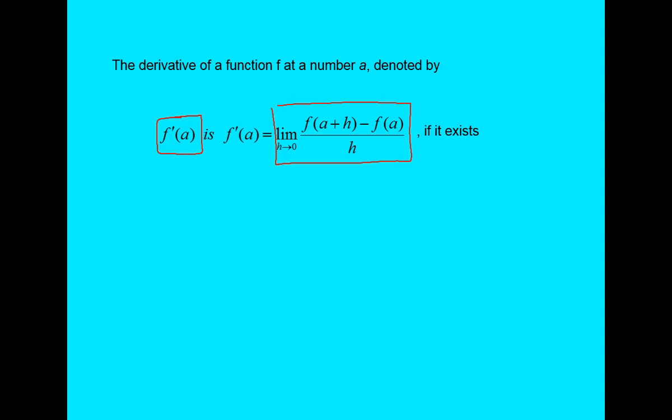We know that that represents the slope of the tangent line at x equals a. So a derivative f prime of a represents the slope of the tangent line at a, or we could say f prime of a represents the instantaneous rate of change of a function at a.